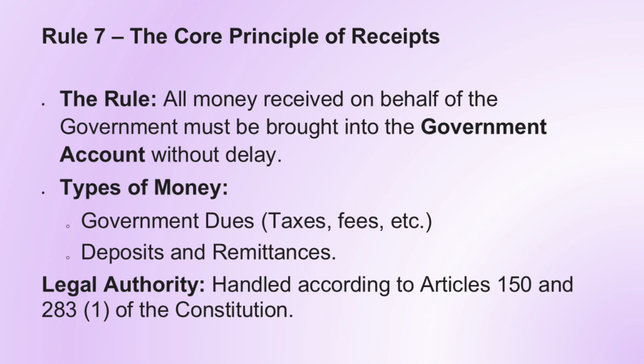Rule 7. The core principle of receipts. Rule 7 is the foundation. It states a very simple but strict principle. If you receive money on behalf of the government, whether it is a tax, a fee, or a deposit, it must be brought into government account without delay. You cannot keep it in a desk drawer or a personal account for a few days. This is a constitutional requirement under Article 152(2)(83).